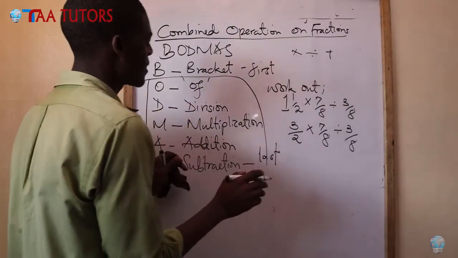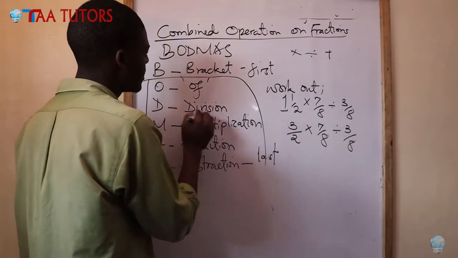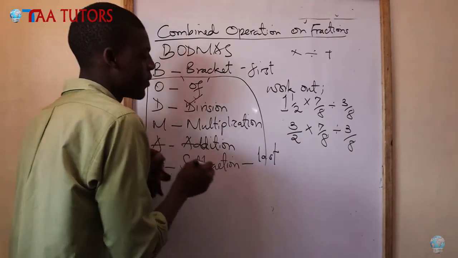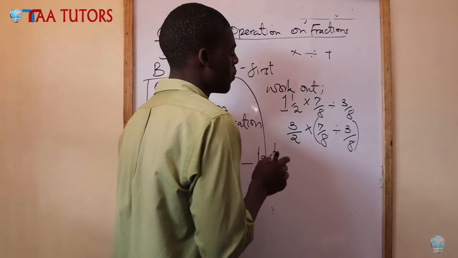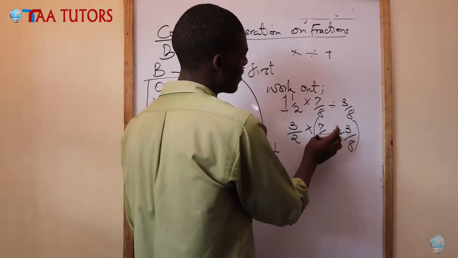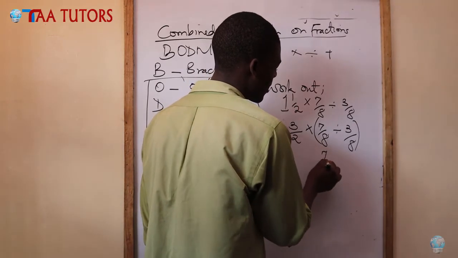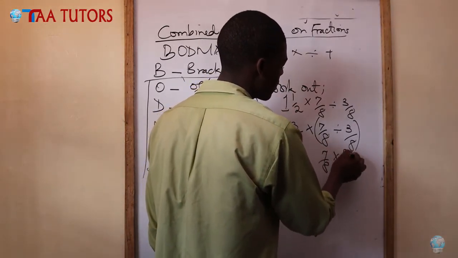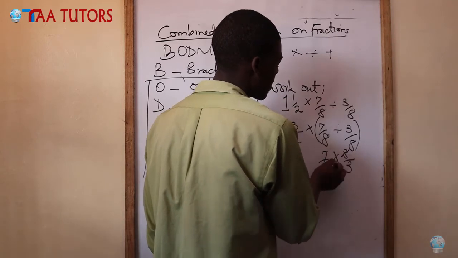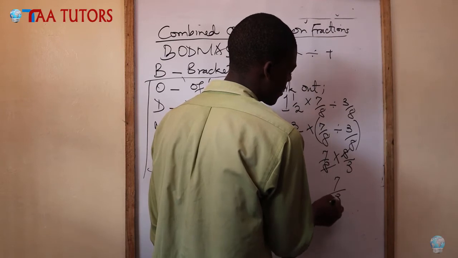Now there is no bracket, there is no of. The first operation we are meeting is division. So I'll do this first. And in division, we've said that we multiply the dividend by the reciprocal of the divisor. So I'll have 7 over 8 times, because it is multiplication, the reciprocal is 8 over 3. This and this will cancel, so that I have 7 over 3.